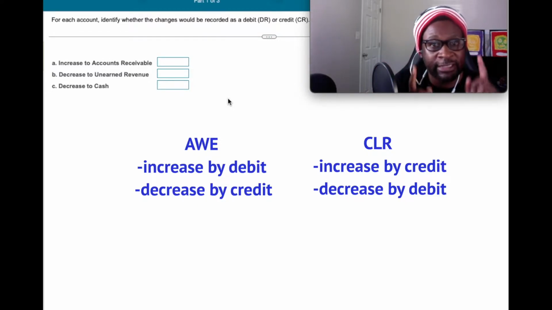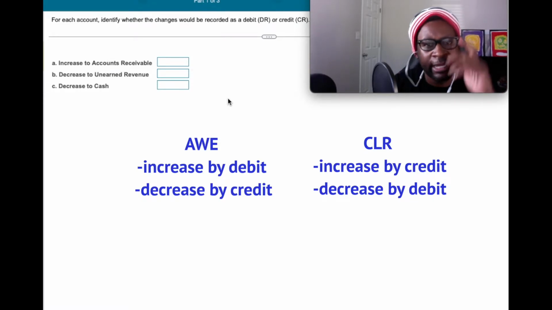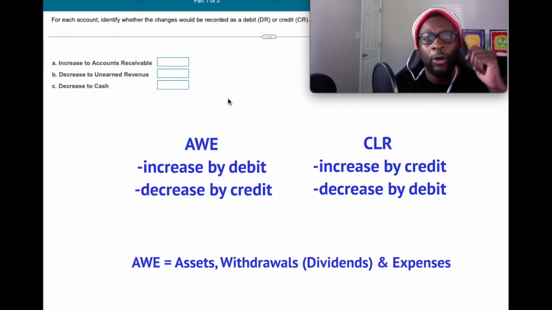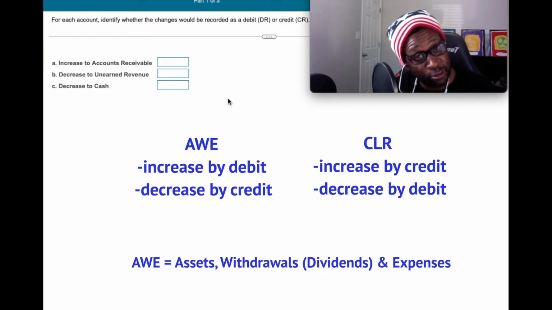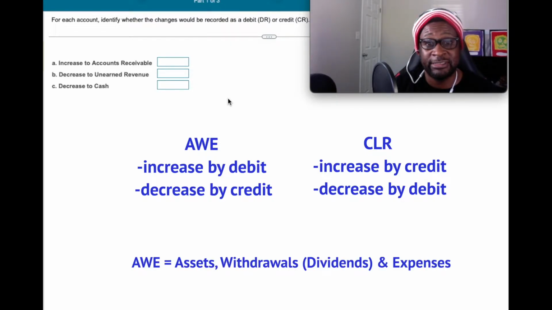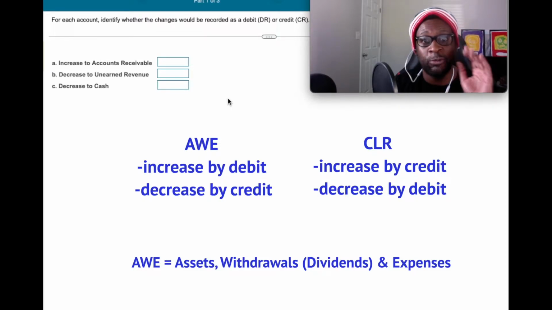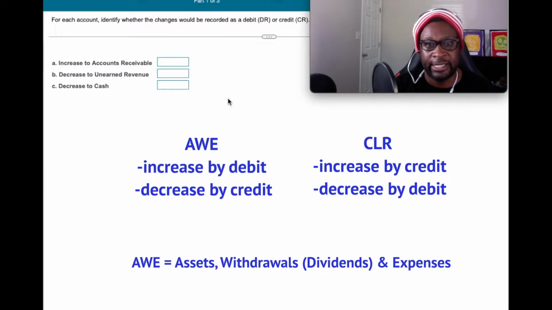And so when we look at the AWE CLR system, they are both acronyms, and the AWE game consists of assets, withdrawals, which are formerly known as dividends, and expenses. Any of those accounts, whether it be an asset, withdrawal, or expense, will always increase on the debit side. Likewise, they're going to decrease on the credit side.